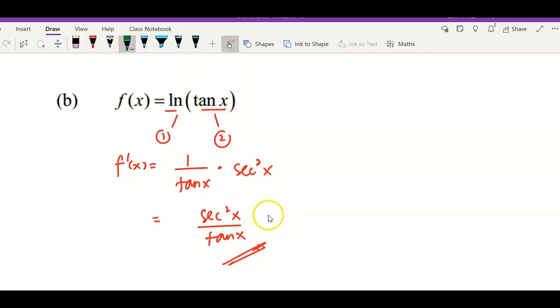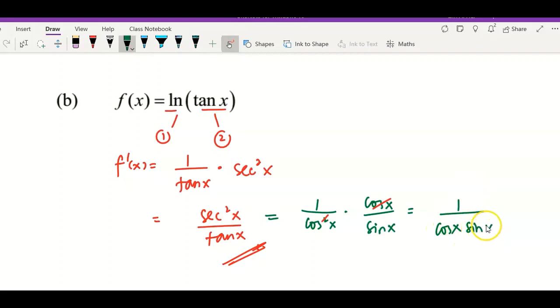Or you may also simplify this. Secant square is 1 over cos square, divided by tangent. Tangent can be converted into sine over cos. So this one will be over tangent, so multiply by cos over sine. Just find the reciprocal of the tangent. And with the power of 2 on the cos x, one cos x can be cancelled off. So what do I have left? I only have 1 over cos x multiplied by sine x. Alright, you can leave your answer in this form or in this form.